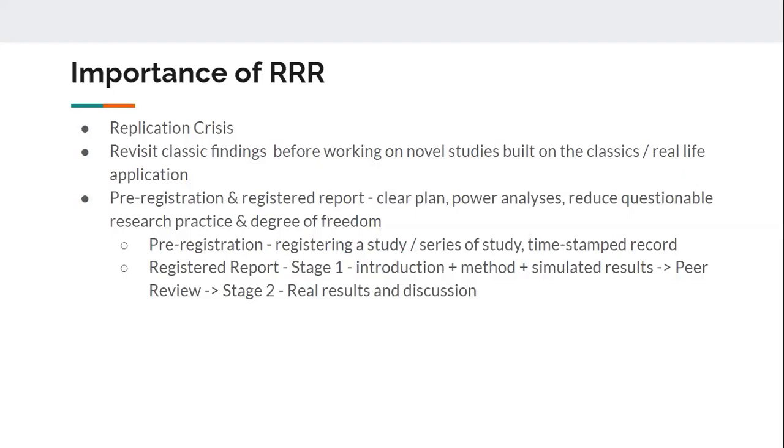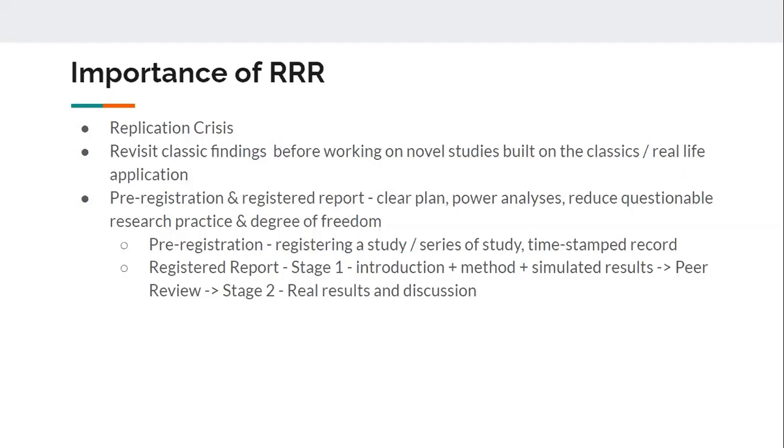So there are two types: pre-registration. This means registering a study or a series of data with a time-stamped record. And a registered report consists of two stages. Stage 1: introduction, method, simulated results. This means results that are based on simulated data, followed by peer review and then stage 2: real results and discussion.